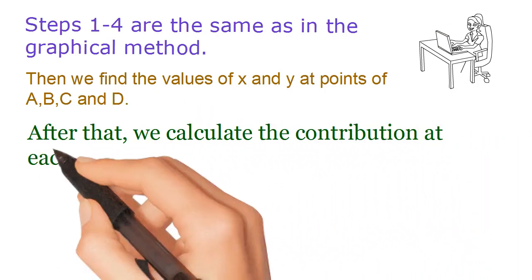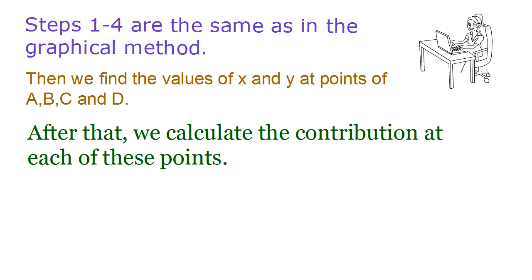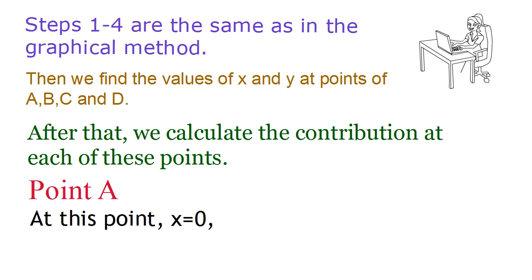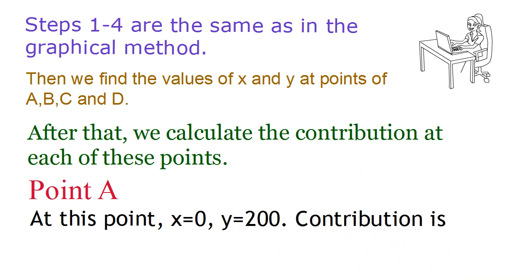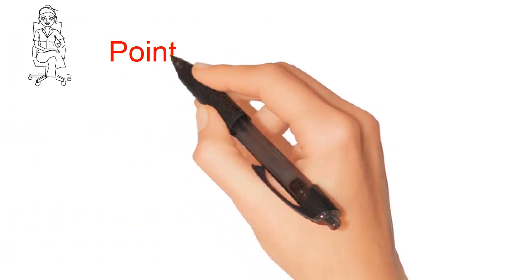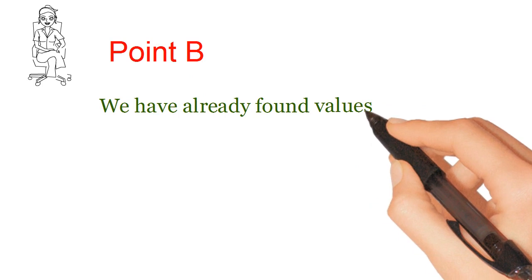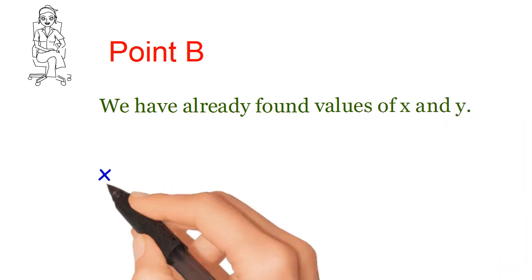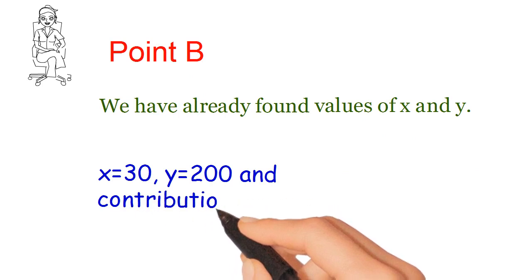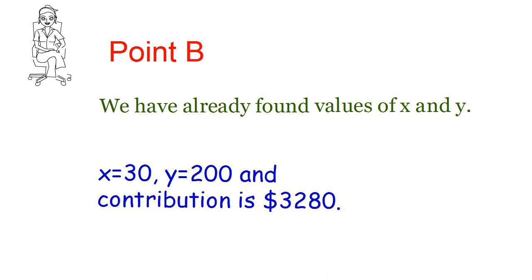After that, we calculate the contribution at each of these points. At this point, x equals 0, y equals 200. Contribution is. We have already found the values of x and y. X equals 30, y equals 200 and contribution is $3,208.